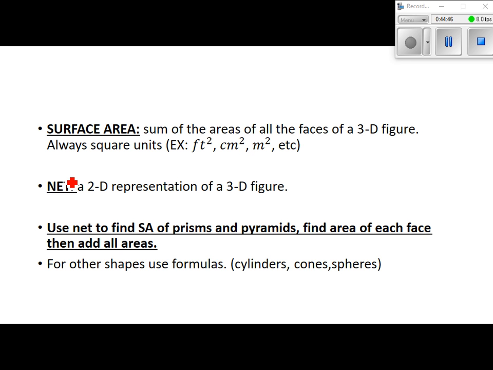Now we're getting into the stuff that you actually have to do some math with. Surface area. What is the surface area of my triangular prism here? What am I talking about when I'm talking about surface area? The amount of space on the faces. So if I wanted to paint this, I'd have to find the surface area so I'd know how much paint to get.